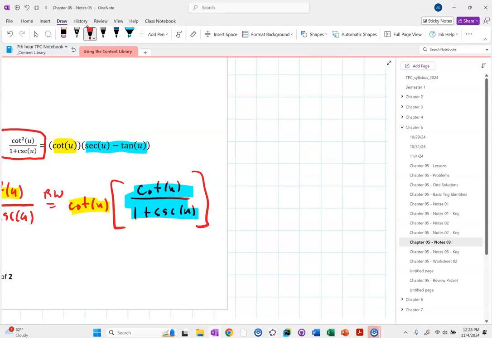Change the cotangent into 1 over tangent. I could, but I don't know that that's going to be super productive. I know I have a tangent here, but it's not a 1 over tangent. So I probably wouldn't go that route, although it's not incorrect. I don't think it's going to be helpful.